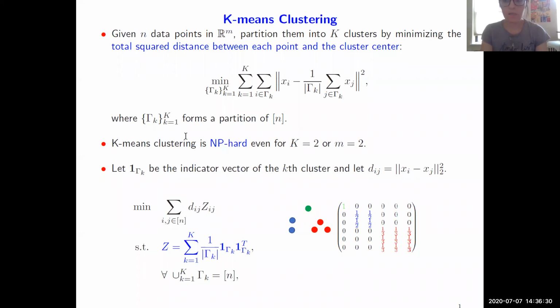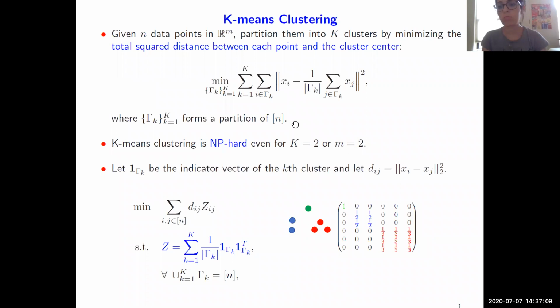There are various heuristics for this problem, like Lloyd's famous algorithm, which doesn't have any guarantee on the quality of solutions, even though it's fairly effective in practice. There are also approximation algorithms for this problem. In this talk, we are interested in the quality of convex relaxations for K-means. Now, there are different ways of formulating K-means, and based on the specific formulation, you can then construct different convex relaxations for it. Here, I'm going to talk about a reformulation, which we are going to use to present our new convexification technique.